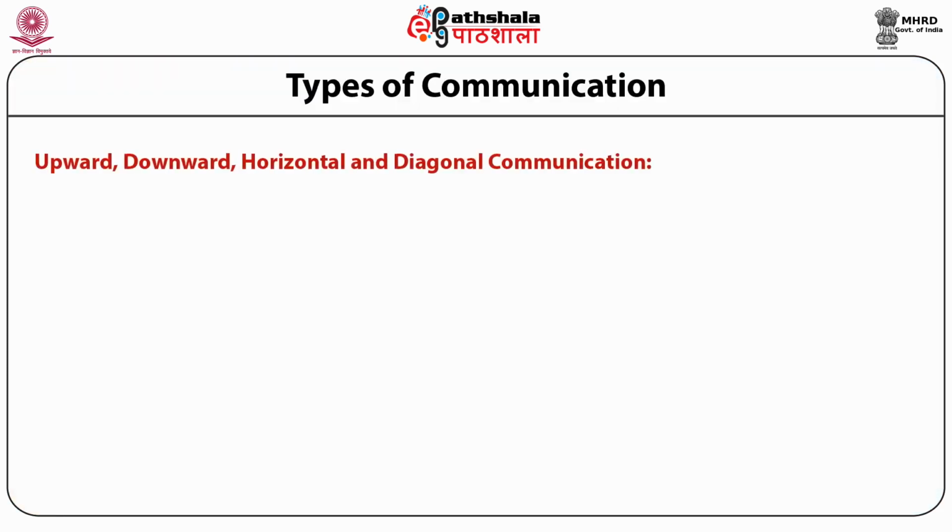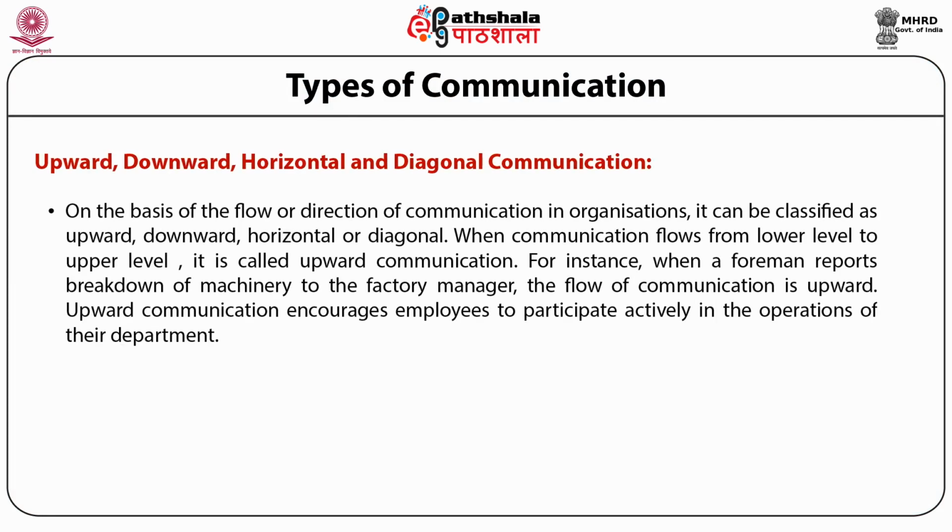Upward, downward, horizontal, and diagonal communication. On the basis of the flow or direction of communication in an organization, it can be classified as upward, downward, horizontal, or diagonal. When communication flows from lower level to upper level, it is called upward communication. For instance, when a foreman reports breakdown of machinery to the factory manager, the flow of communication is upward. Upward communication encourages employees to participate actively in the operations of their department.